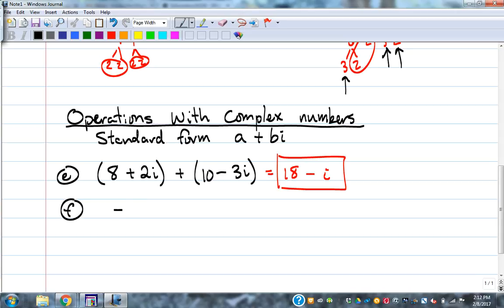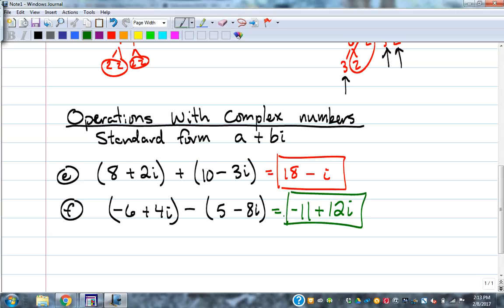If you subtract two complex numbers, negative 6 plus 4i minus 5 minus 8i. Same idea, like terms. Negative 6 minus 5 would be what? Negative 11. And then 4i positive minus a negative 8i, positive 12i. And we've got that there.